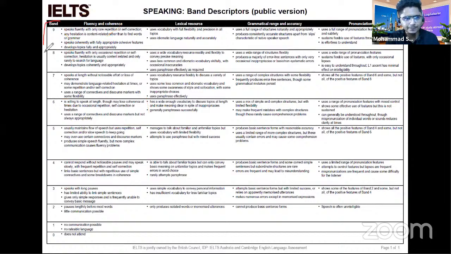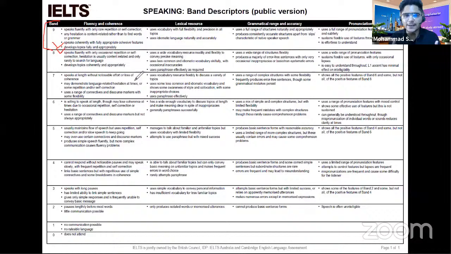Speaks fluently with only rare repetition or self-correction. Any hesitation is content related rather than to find words or grammar. Speaks coherently with fully appropriate cohesive features. Develops topics fully and appropriately. Notice this point very carefully. Develops topics fully and appropriately. Speaks coherently with fully appropriate cohesive features. Again, we are going to learn this aspect today. How do we develop topics appropriately and fully?